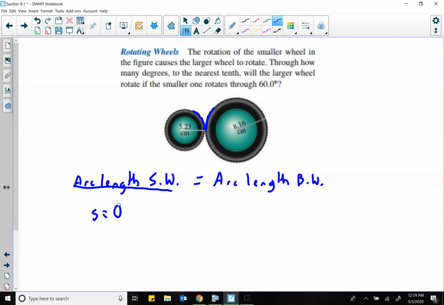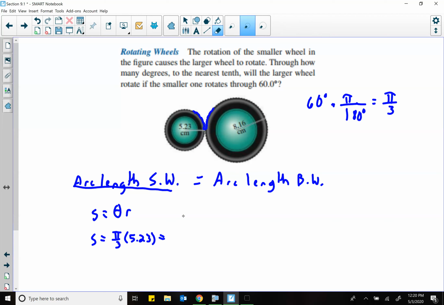So we already know how to find arc length. S equals theta r. And we have the r. We know what theta is. It's 60 degrees. But again, you got to change 60 into radians. So we multiply by pi over 180 degrees. And when we multiply that, we get pi thirds, or 1 pi thirds. Okay? So all we got to do is plug in. S is equal to pi over 3. Your r is 5.23.